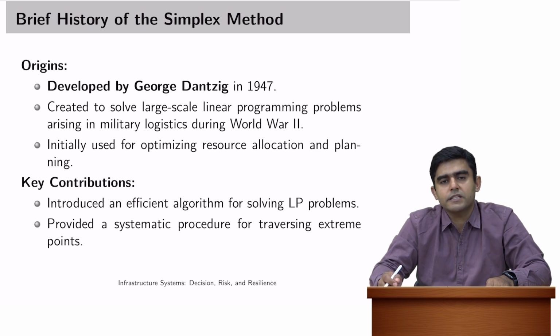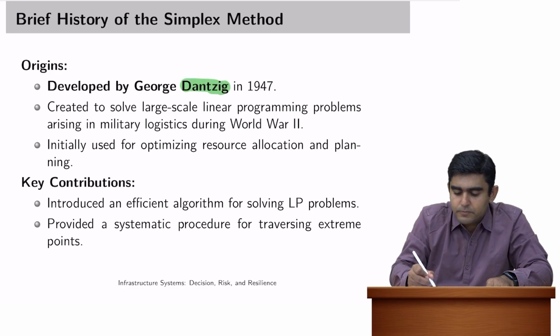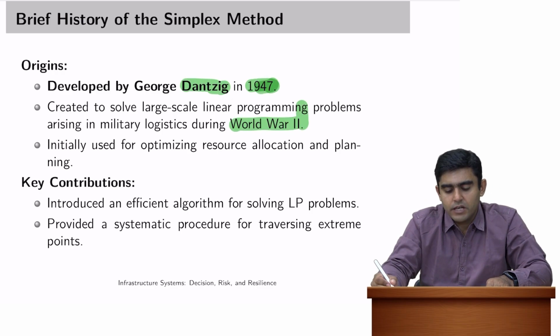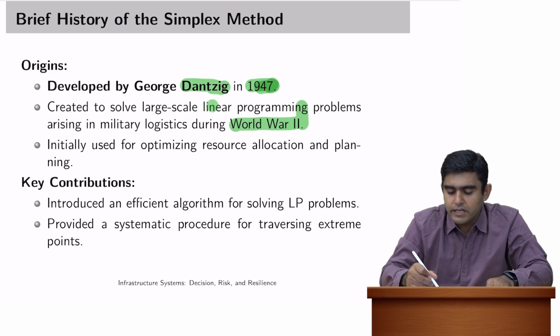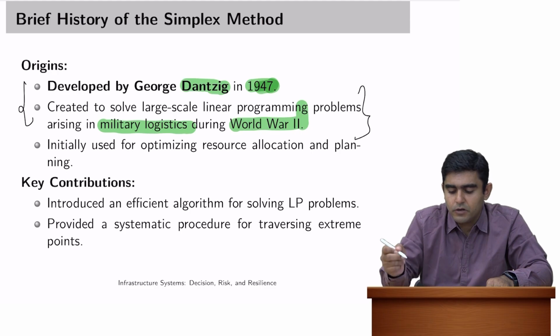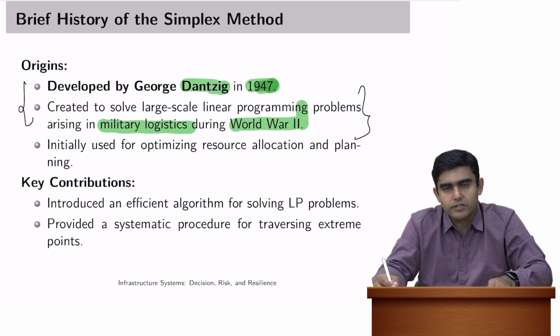This method is also known as the Dantzig method, named after the engineer who discovered it somewhere in 1947 during World War II. The purpose of creating this method was to solve large-scale linear programming problems arising in military logistics and resource management. In fact, there are many interesting articles about Dantzig and how he thought about linear optimization as one of the solutions during wartime, when it was needed the most by the fighting armies for resource allocation. It was of course used for optimizing resources and planning.